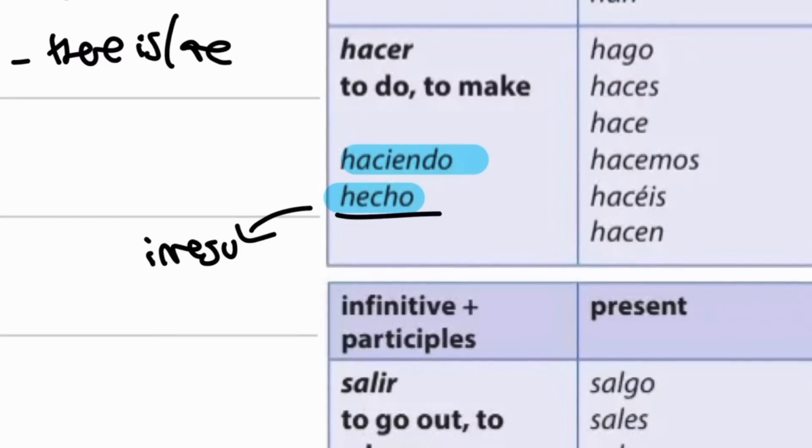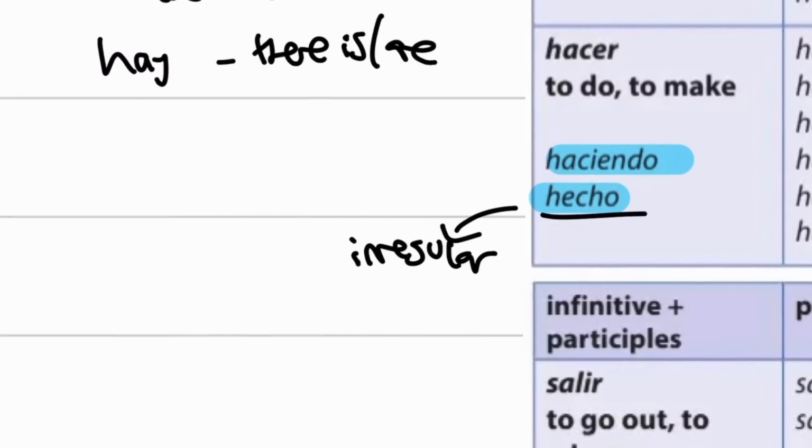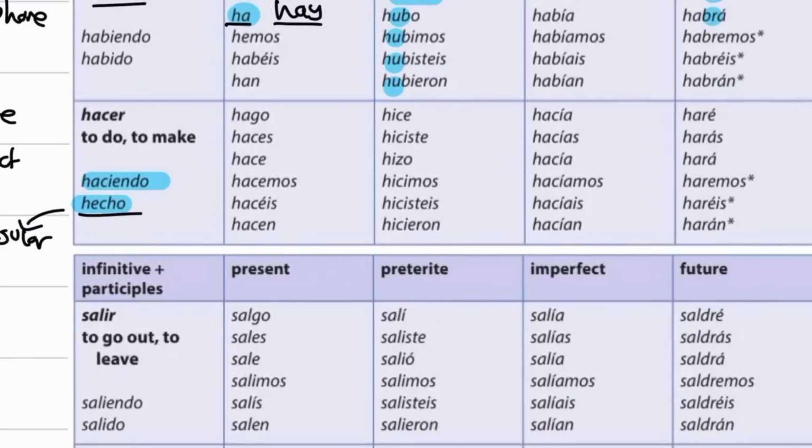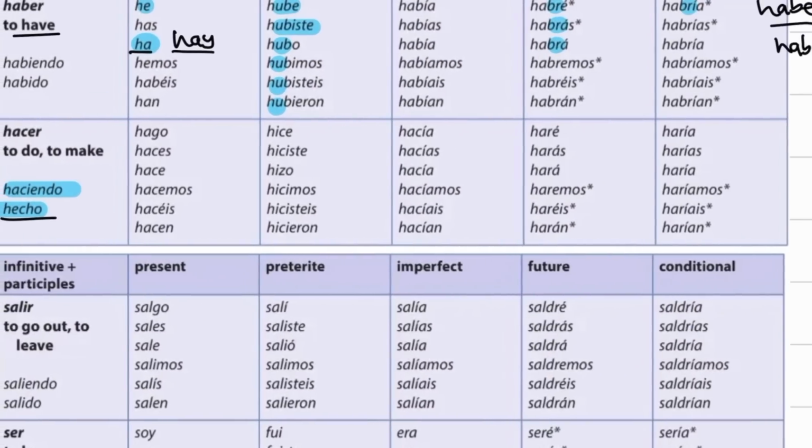Hecho. Just to also point out, de hecho means in fact. It's that same word, hecho. But this phrase, de hecho, means in fact, whereas hecho is like made or done. Okay, a couple of regulars here.